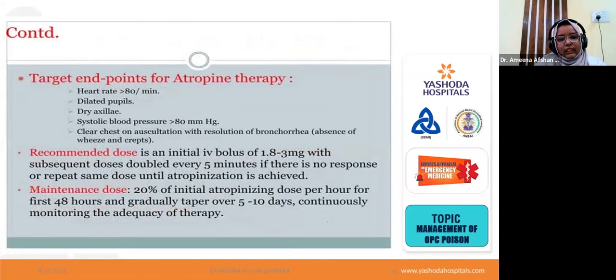The target endpoints, as I've already told, are heart rate more than 80, dry axilla, systolic blood pressure more than 80, and clear chest. Last, dilated pupils. The recommended dose as per WHO is an IV bolus of 1.8 to 3 mg with subsequent doses doubled every 5 minutes. If there is no response, then we double the dose and repeat until atropinization is achieved. Once atropinization is achieved, we give a maintenance dose, which is 20% of the initial atropinizing dose for about the first 48 hours. Then gradually we taper it over 5 to 10 days by continuously monitoring the patient.